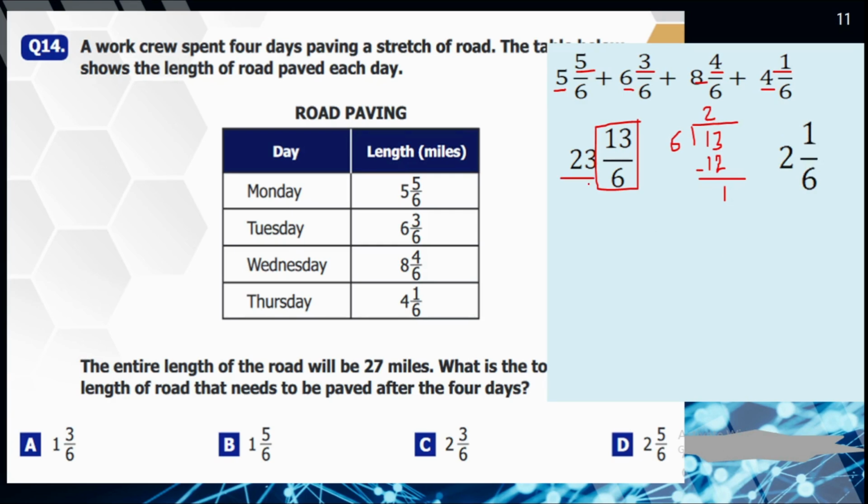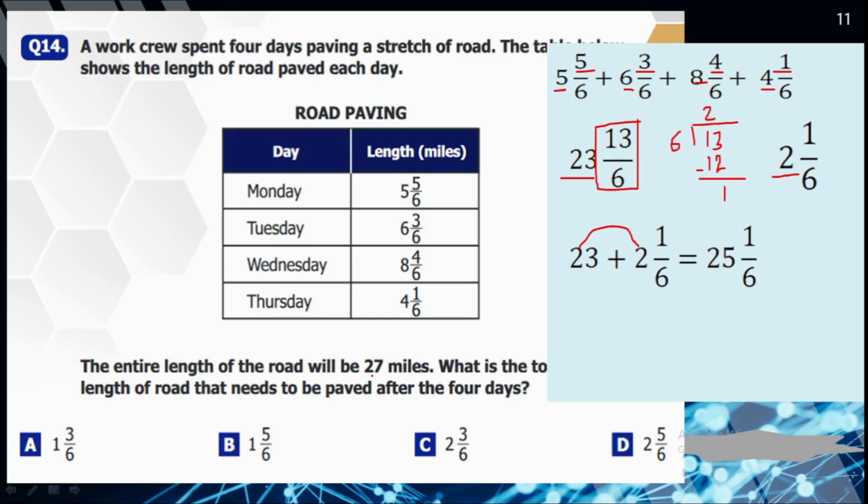Let's move on. So we have 23 already as a whole number, and now we got a new whole number, that is 2. So we are going to add 23 and 2. The answer is 25 wholes 1 by 6. So now we have to subtract our answer from 27, but we can't do it directly. We have to change 27 into a mixed number.